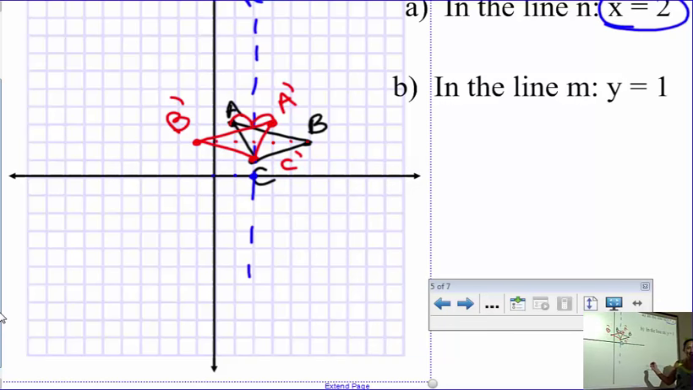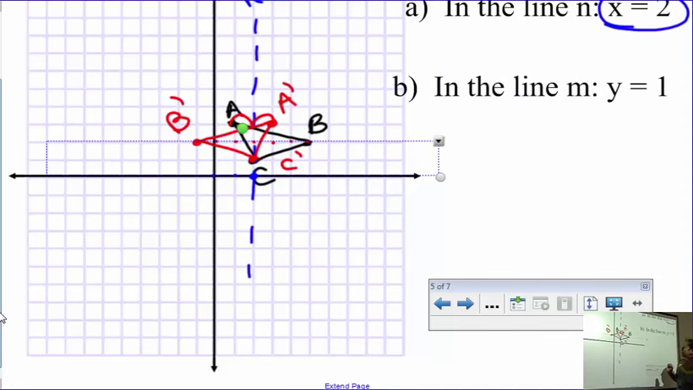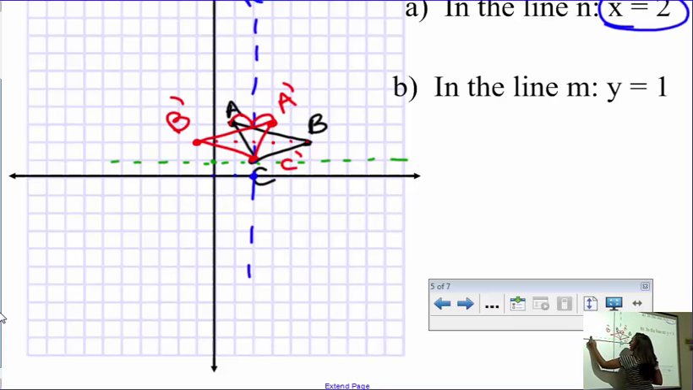Is this the one we did? Mm-hmm. Yeah. Well, it's not appearing, so let's go ahead and draw it in, right? So y equals 1, so on the y-axis, there's 1. Here's our line at y equals 1. So this is line M.